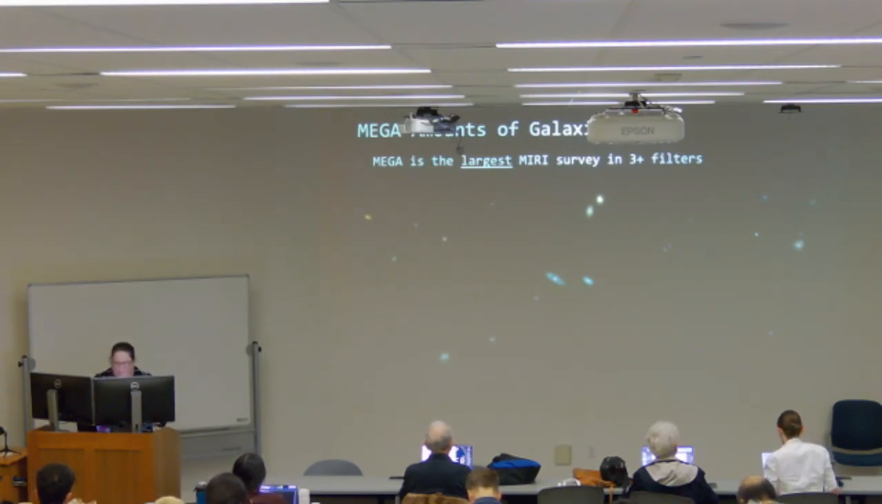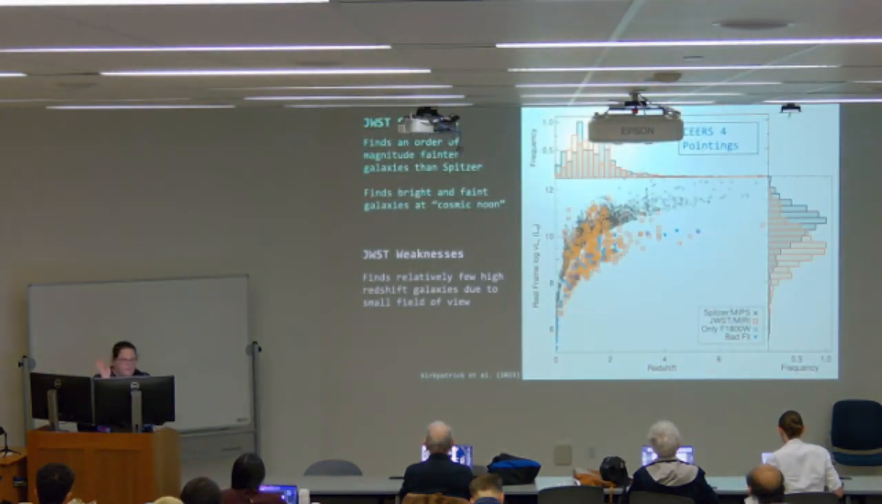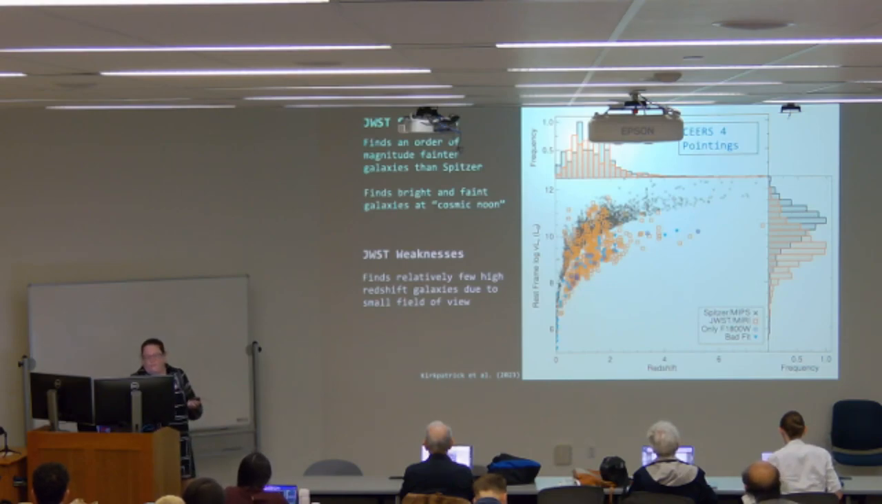I'll show you some more impressive images in a little bit. So based on previous work with Sears and those 4 Sears pointings, I had written a paper investigating what the strengths of MIRI were compared to Spitzer. Here we're just looking at the luminosity and redshift distribution. The gray points are Spitzer 24 microns, and the orange points are MIRI at 18 microns.